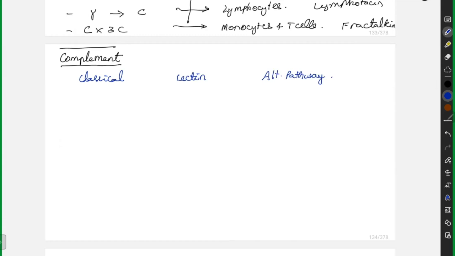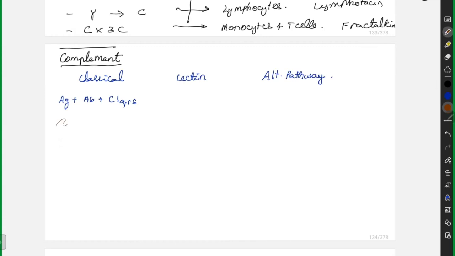Now, what happens? There is going to be an antibody like IgM or IgG. So there is going to be fixation of C1 to the antibody that has combined with antigen. So antigen plus antibody plus C1. C1 consists of Q, R, S components. So what happens is this is going to trigger something.